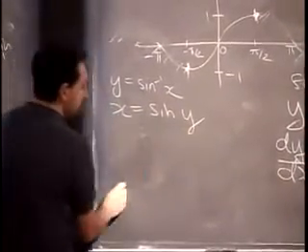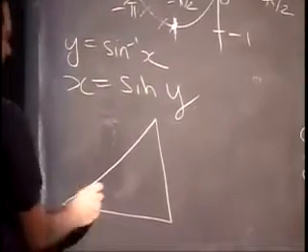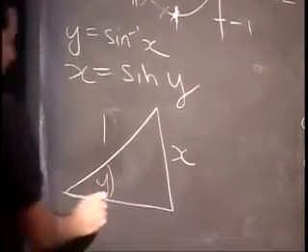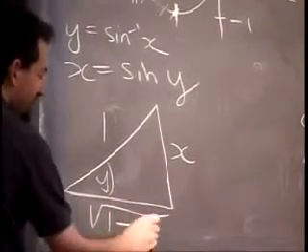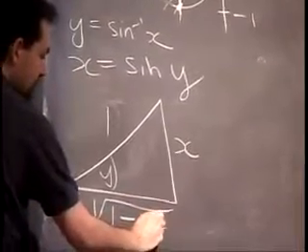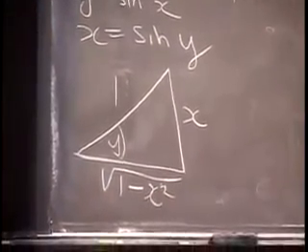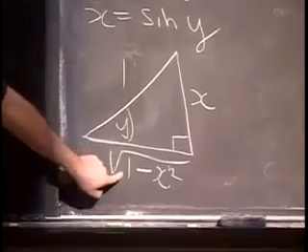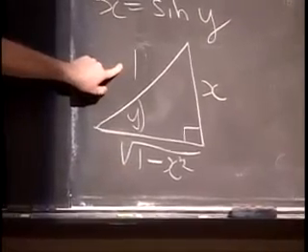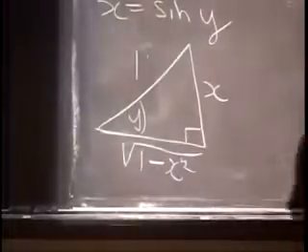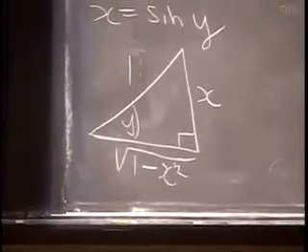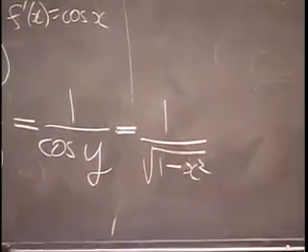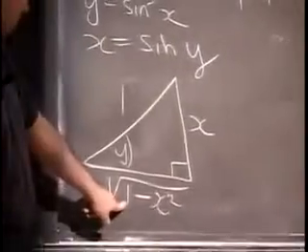So that suggests that maybe we should draw a triangle here and say, okay, that angle is y, and sine of it is x over 1. And so this side is the square root of 1 minus x squared, by Pythagoras' theorem. So cosine of y is the adjacent over the hypotenuse, which is, so cosine of y is just root 1 minus x squared.